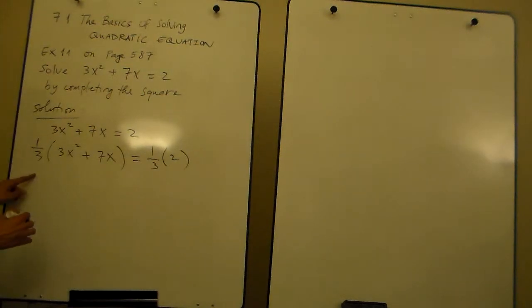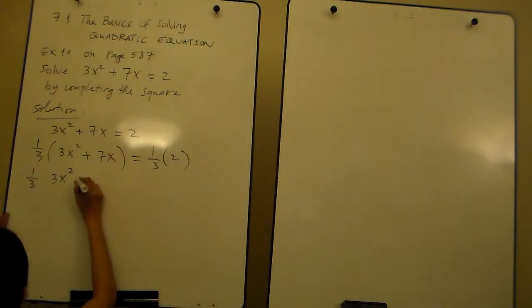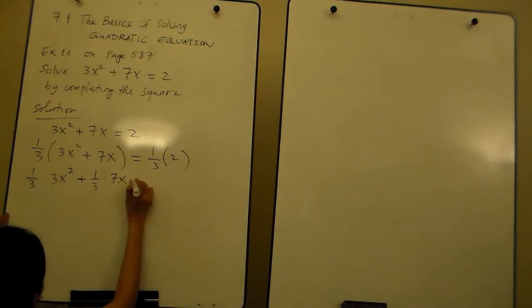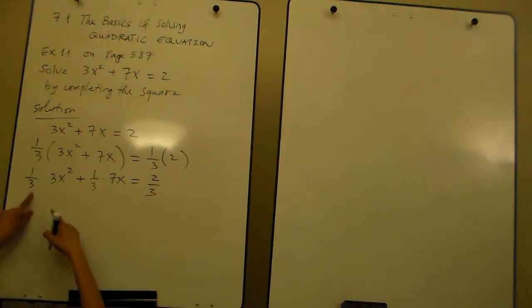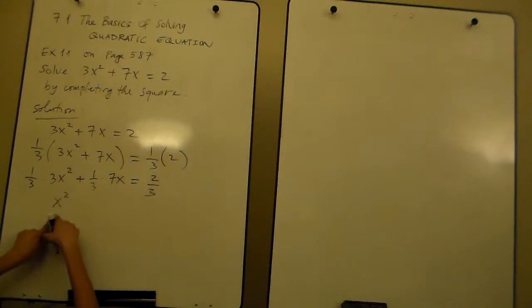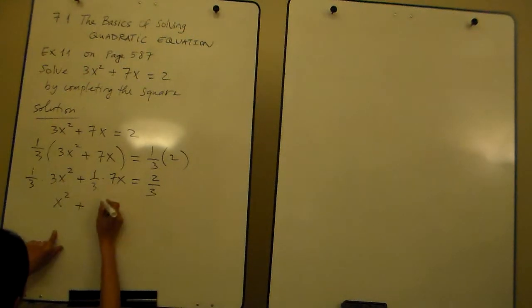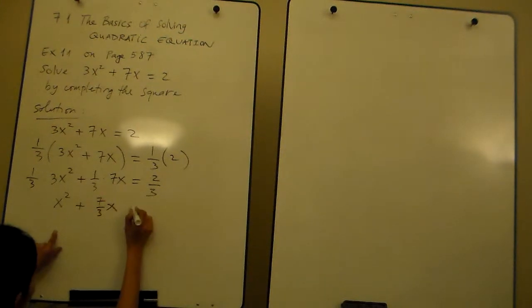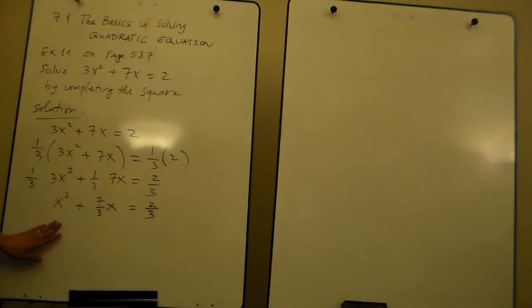Because if I multiply 1 over 3 on both sides, when I distribute, I would have 1 over 3 times 3x squared, 1 over 3 times 7x equal to 1 over 3 times 2 is 2 over 3. This 3 and this 3 cancel out, become 1. 1 times x squared is x squared. And this is what we want. We want the coefficient of x squared to be 1. And to simplify this, we have 7 divided by 3 times x equal to 2 over 3. So now we're ready to apply the completing the square method.